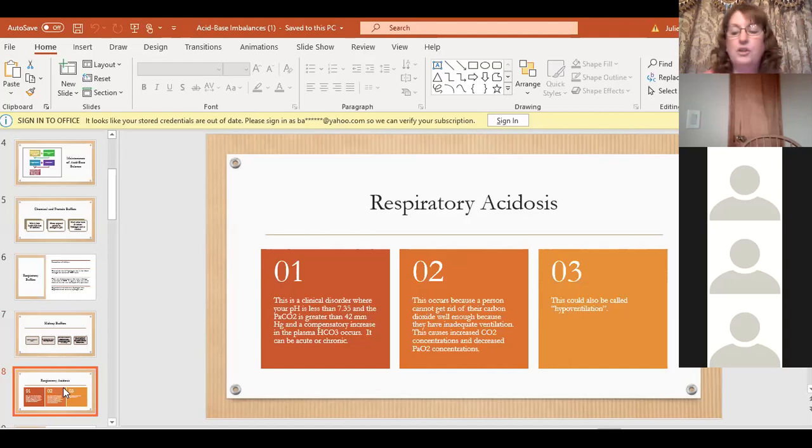All right, so when you think about respiratory acidosis, I want you to think about hypoventilation.